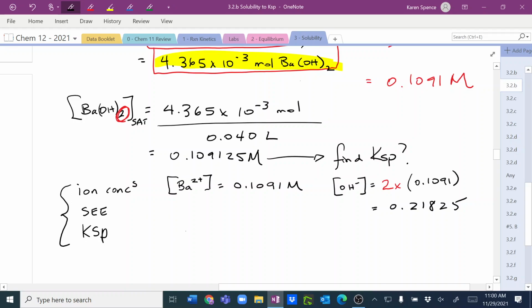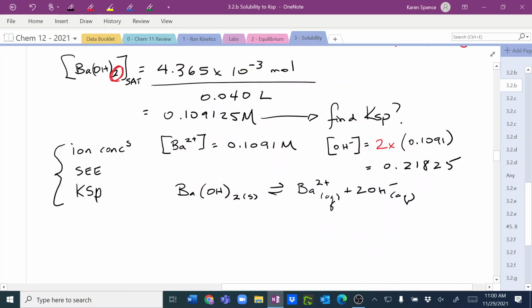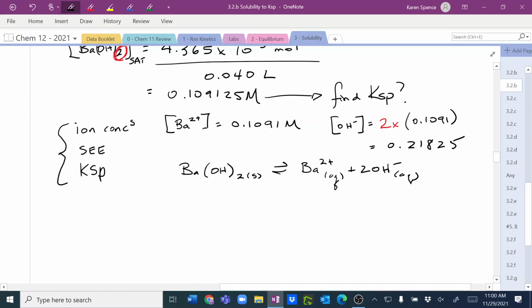Solubility equilibrium equation. Ba(OH)2 in equilibrium with Ba2+ plus 2 OH minus. That's mainly just for getting your points, right? Getting your half mark for writing that.